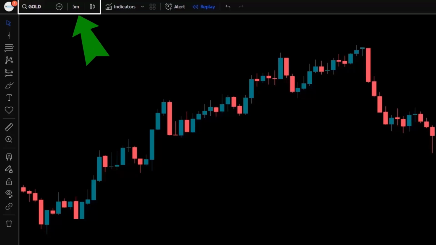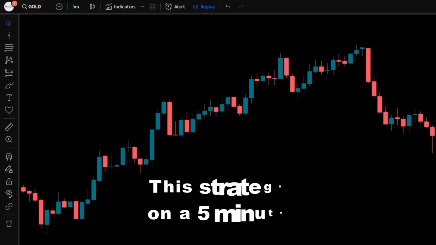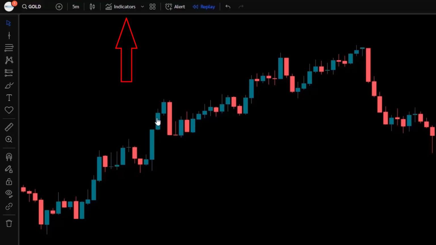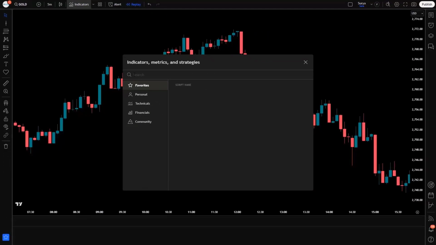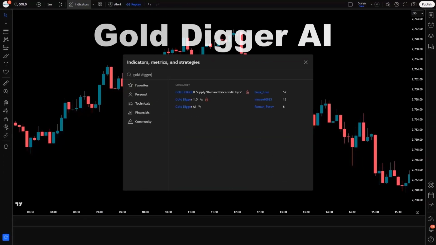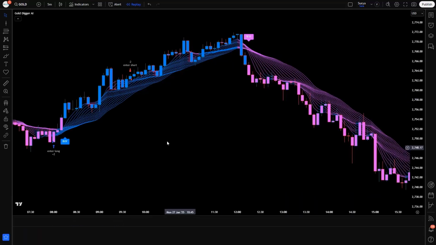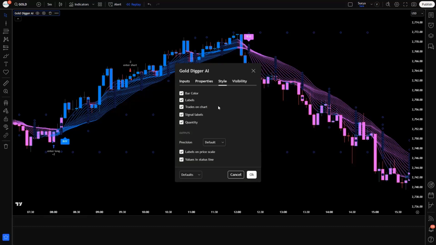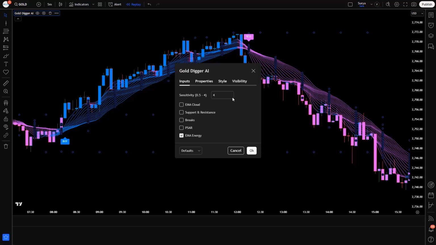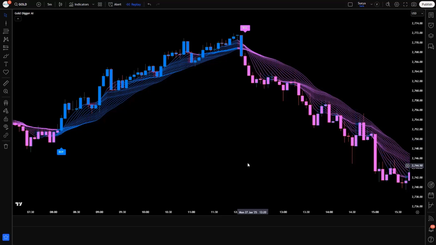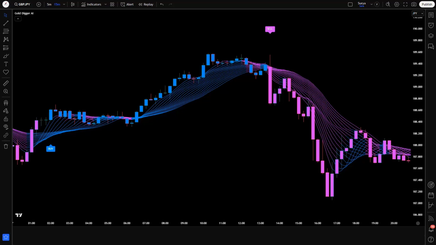We have opened a 15-minute gold chart. This strategy works well on a 15-minute time frame. First of all, we have to go to TradingView Indicator. Here you have to search in the search box, gold digger AI. This indicator has to be added to the chart. Now click on the settings of gold digger AI indicator. Here trades on chart have to be hidden. Tap on inputs. In sensitivity, change it to 3 instead of 4. Click OK.